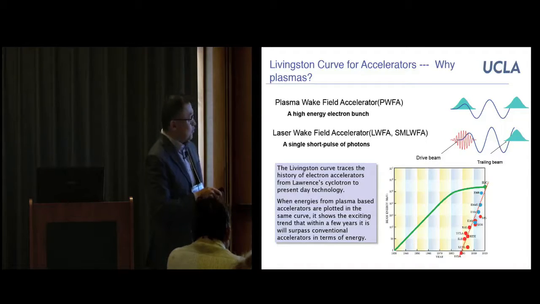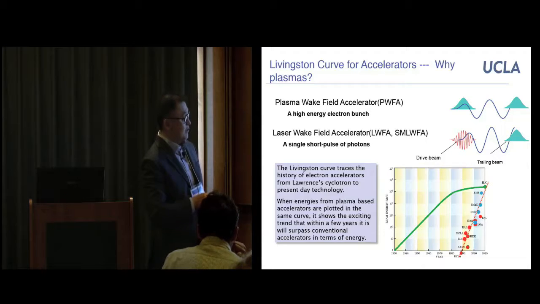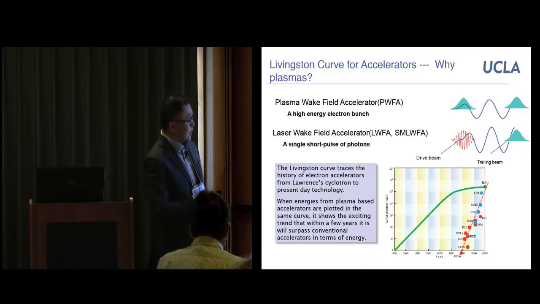The first part is the driving beam, which loses energy and produces a wave inside the plasma, and the trailing beam, which uses the plasma wave, takes the energy from it, and gains energy. And the third part is the plasma, which transfers the energy from the driving beam to the trailing beam. And the driving beam can be an electron beam, or can be a laser.